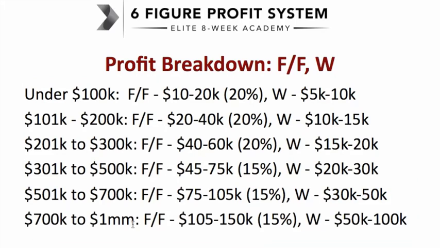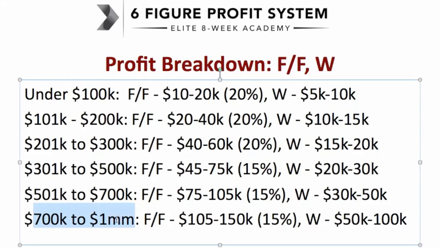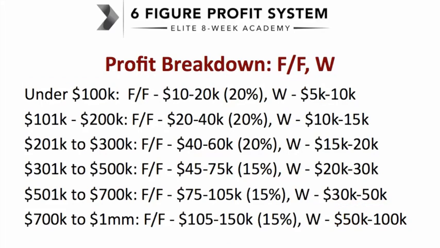And your highest price point in the market, 700 to $1 million, you should be making 105 to 150 on a fix and flip at 15% profit margin, or 50 to 100 on a wholesale. Pretty sweet, huh? Imagine doing that, wholesaling a deal, making 50 to 100. Pretty cool. So why am I showing you this?